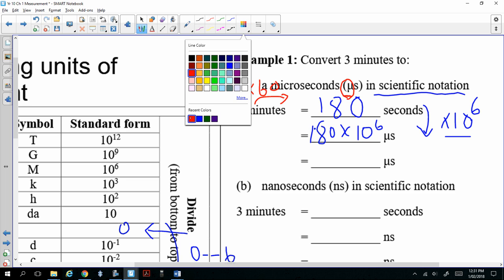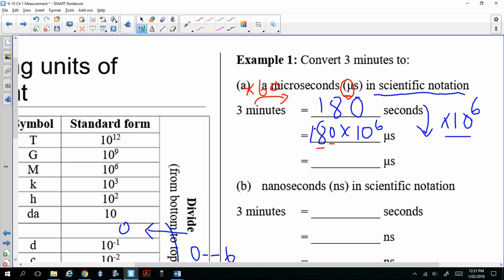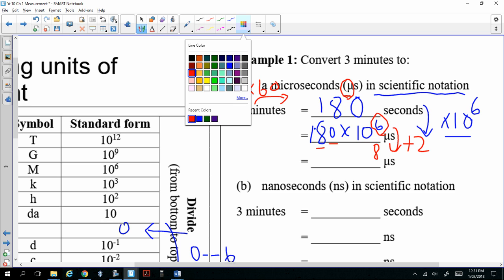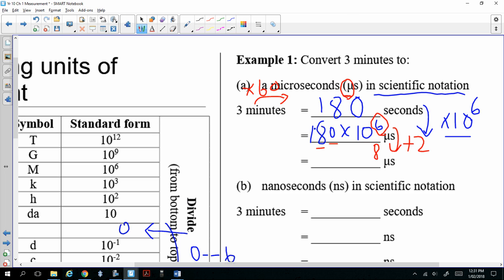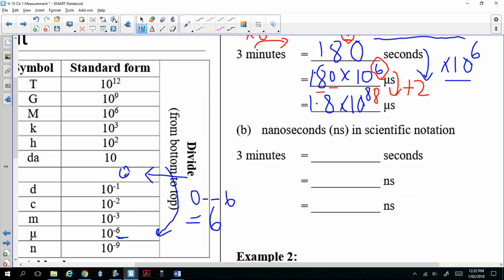What you need to do is, there are 2 digits after the 1, so you're going to add 2 to the 6. Adding 2 to the 6 becomes 8. So you get 1.8 times 10 to the power of 8 as your final answer. Any questions? That's changing from seconds to microseconds, so just check the differences. Going from here to there, there's a 6 level difference, so it's times 10 to the power 6. Then you have to change that to scientific notation.